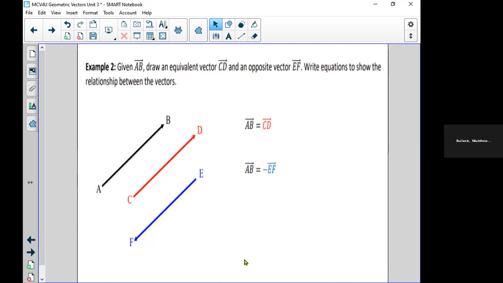Notationally, we can just say that vector AB is equal to vector CD, and that vector AB is equal to the negative or minus vector BA, okay? So a couple different ways you can notate.